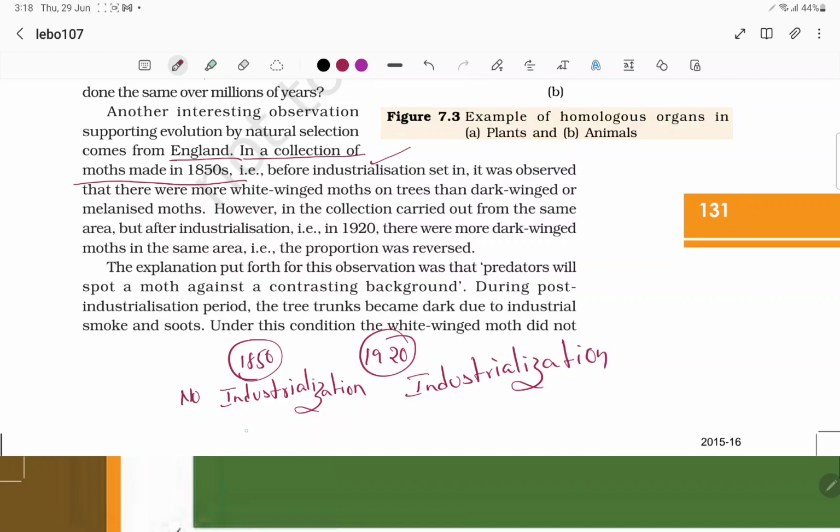Now coming to the next point. No industrialization means you have more white winged moths, because against the background of white lichens the black winged moths died because of predators. When industrialization arrived, there were more dark winged moths, because the white winged moths died against the background of the black pollution. That is one of the observations you can see here: less dark winged, less white winged.